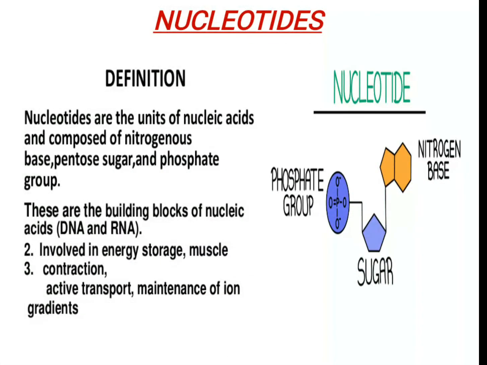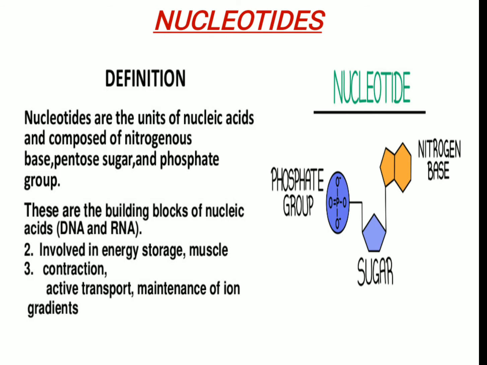Now, dear students, as I have told you, DNA is a polymer of nucleotides. Now, what is a nucleotide? As you can see in this figure, a nucleotide consists of three parts: a phosphate group, a sugar, and a nitrogenous base. They are the units of the nucleic acids and are composed of these three components.